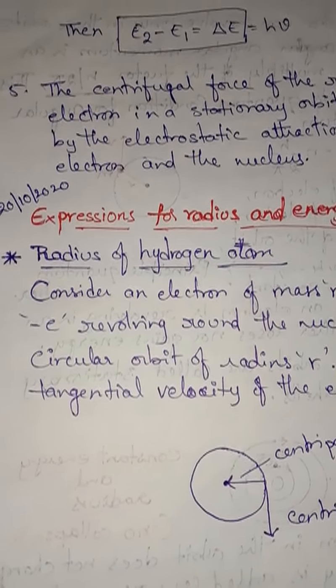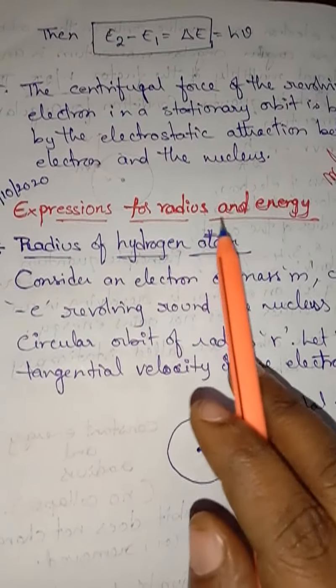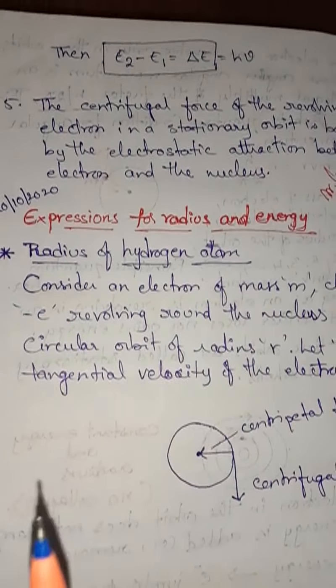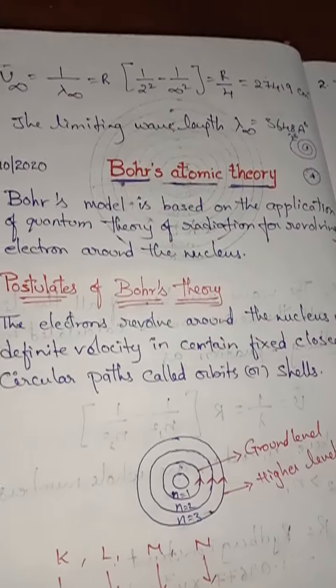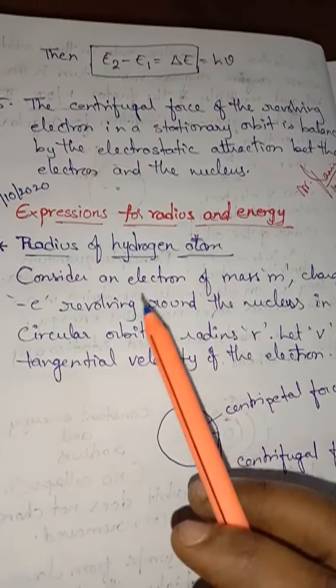Good morning, children. In today's session, we are going to learn the expression for the radius and energy of a hydrogen atom. Yesterday we learned Bohr's atomic theory, right? In today's session, we are going to learn what the radius of a hydrogen atom is and what its energy is.